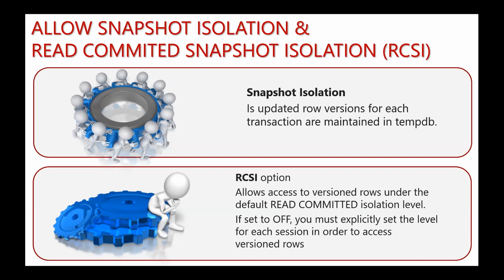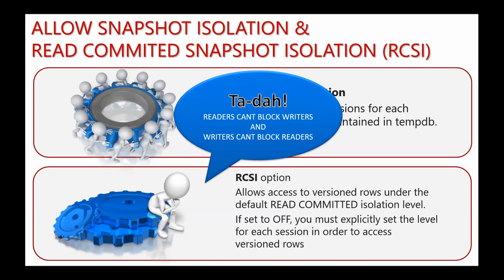What this does is readers can't block writers and writers can't block readers, because it starts to use a version store inside TempDB. It uses the version store to allow you to read data before the next write or the next change comes through. It creates this version store and manages it really well. It makes it so you're not really reading dirty data, but it's preventing the blocking. Now, remember I said it uses TempDB.